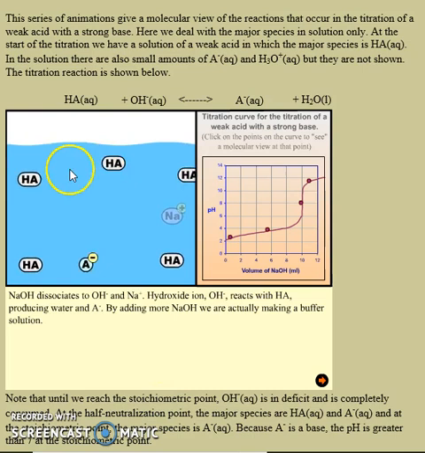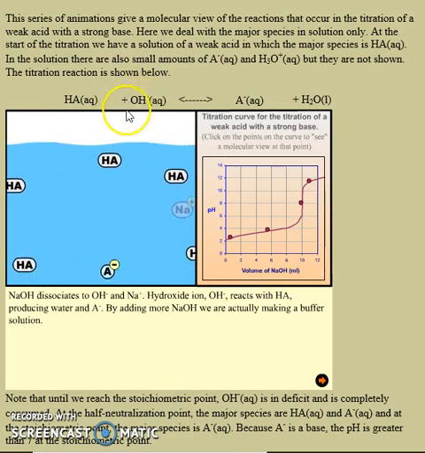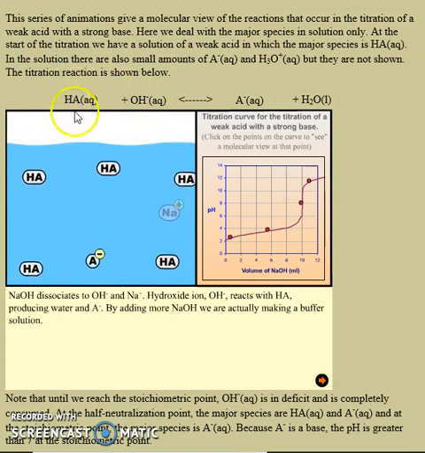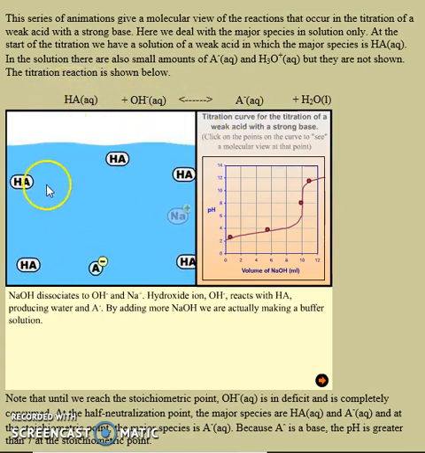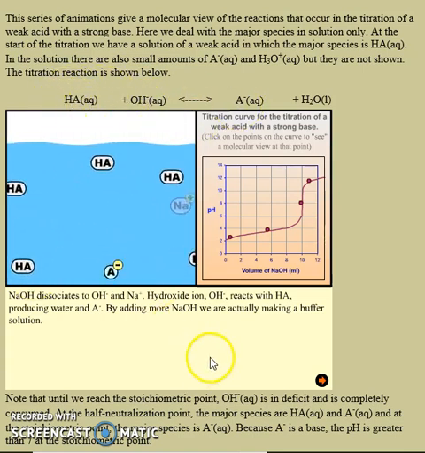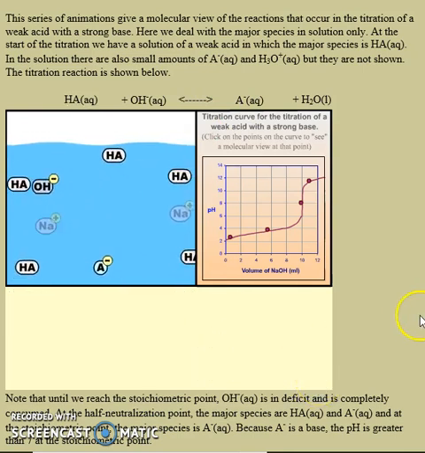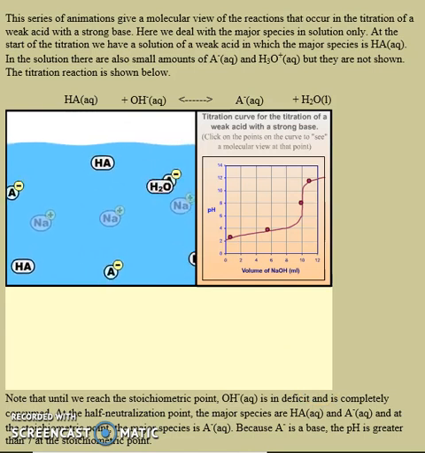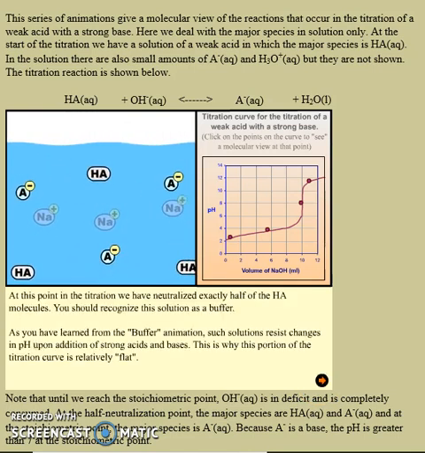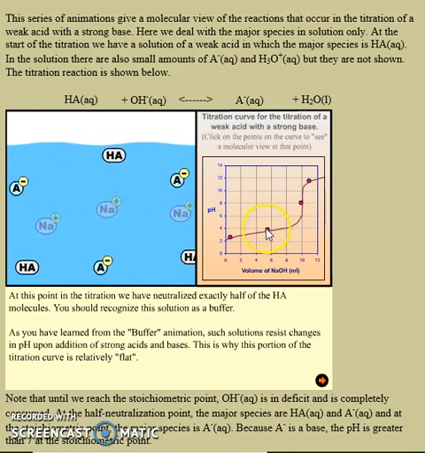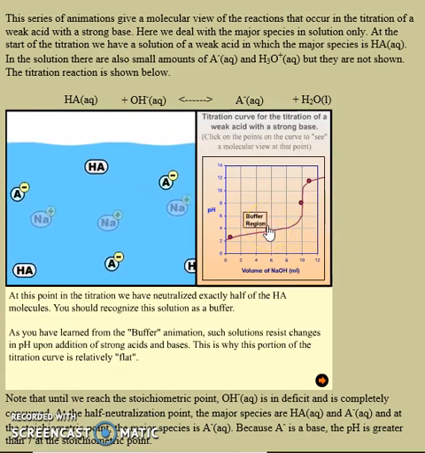So we still have lots of HA. As we add that NaOH, it's going to break apart, and that OH is going to react with the HA, pushing it. Now notice we have fewer HA molecules, so let's add a little bit more. So now at this point, we are halfway. We are at that buffer region, okay?